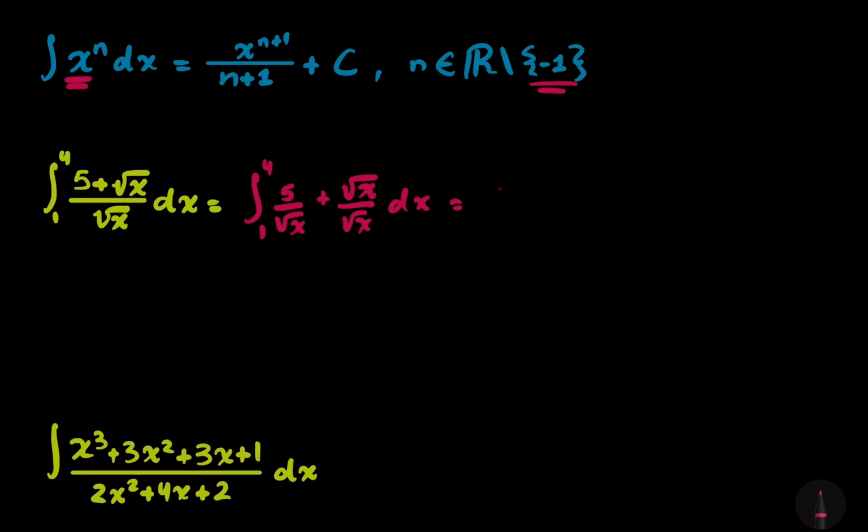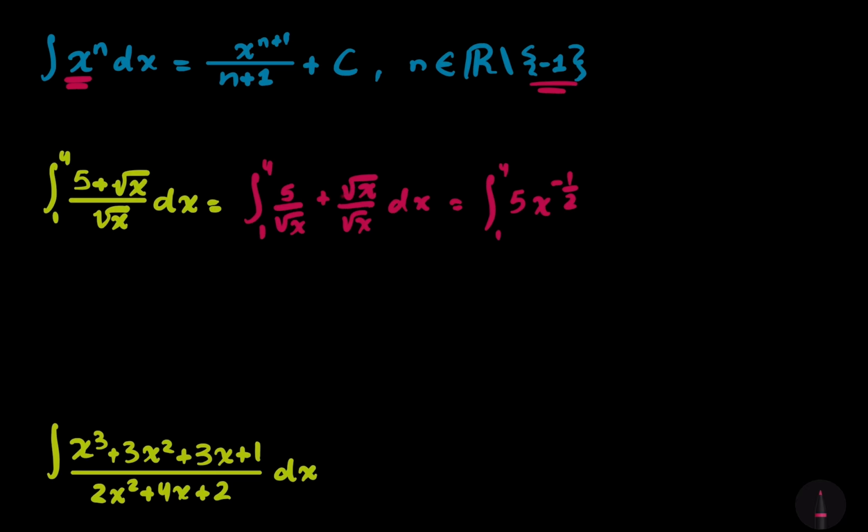Then we can notice a couple of things. First of all, for the first term, 5 over the square root of x, we can take that square root of x out of the denominator and bring it up, and then it will become 5 times x to the -1/2. We re-expressed the square root as x to the 1/2, and then we brought it out of the denominator, and hence we have to switch the signs.